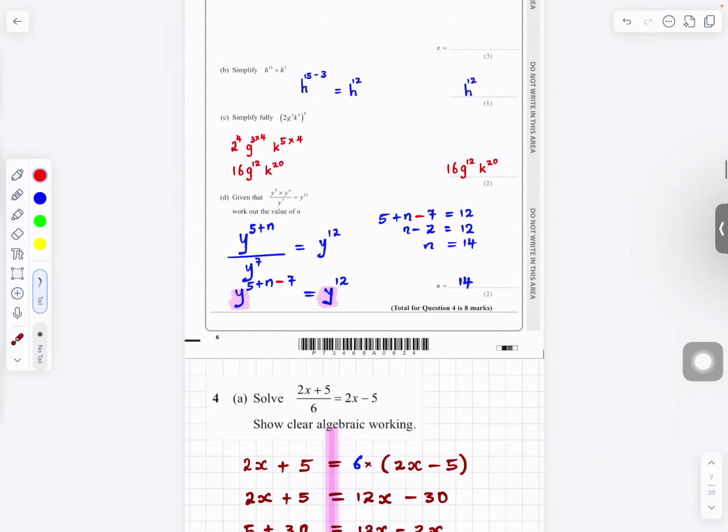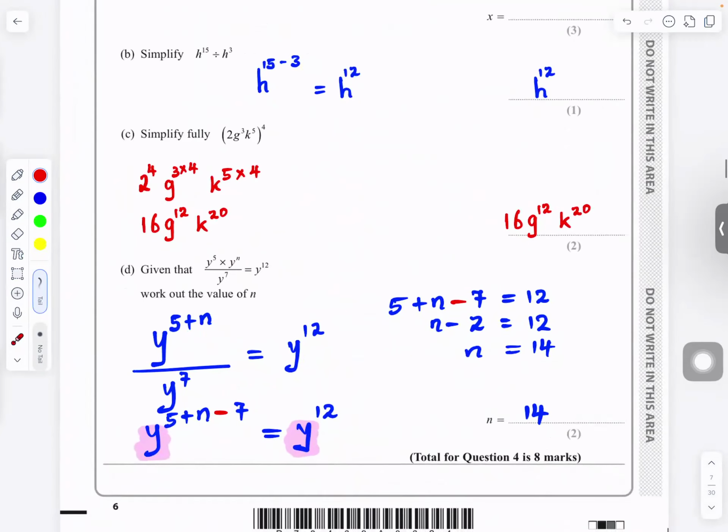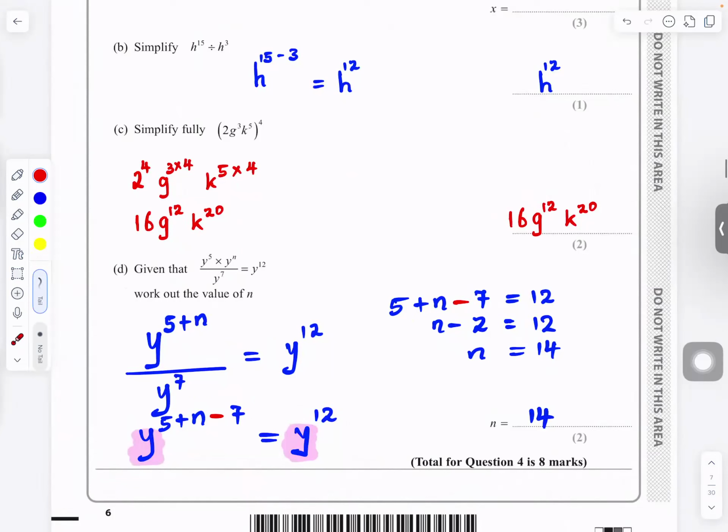Let's go to the part that needs it. 4b. What are we doing here? We are dividing. Simplify h to the 15 divided by h cubed. When you divide, what did we say you do with the powers? You subtract the powers. So 15 minus 3 is 12. So h to the 12 is the answer. 1 mark.